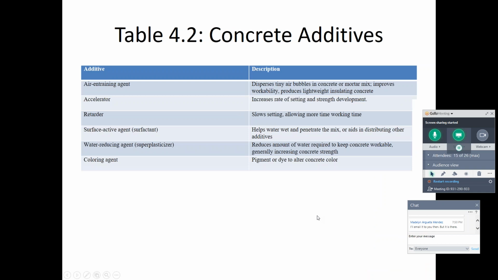Concrete additives: we have air entraining agent, which disperses tiny air bubbles into concrete or mortar mix and improves workability, produces lightweight insulating concrete. We have accelerator, which increases the rate of setting and strength development of our concrete. A retarder that slows setting to allow more time for working. A surface active agent, which helps water wet and penetrate the mix and aids in distributing other additives. A water reducing agent, which reduces the amount of water required to keep the concrete workable and generally increases the concrete strength. And then color agent, which allows for pigment or dye to alter the concrete color.